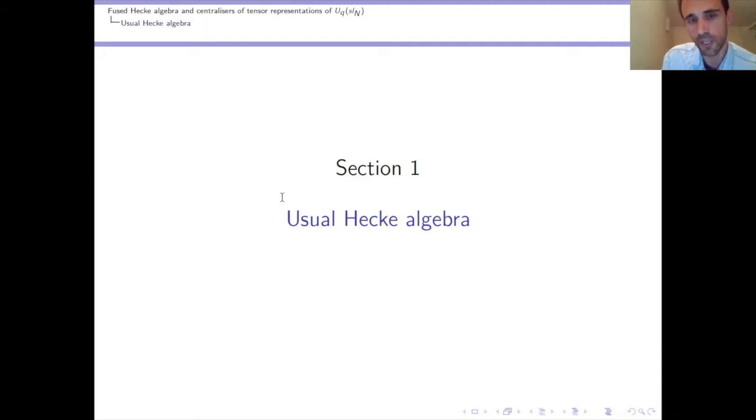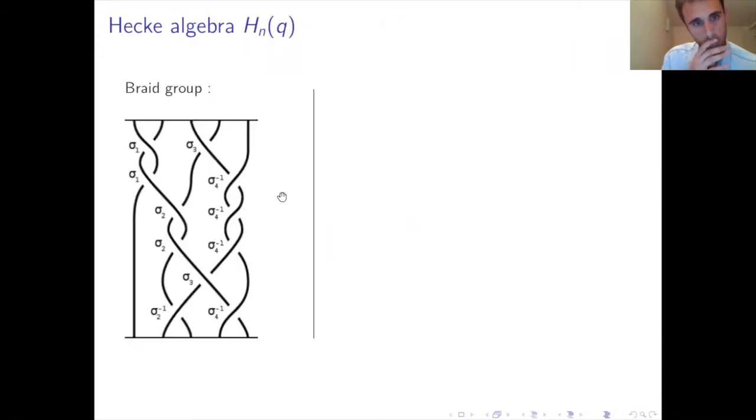So the usual Hecke algebra, it's a very nice algebra. It has several equivalent definitions depending on which topic you are interested in. So let me start with one of the most natural, maybe, or the easiest one. It has something to do with the braid group. So this is a braid, a mathematical braid. So you see a braid on 5 strands, which are allowed to braid each other, to cross each other like this.